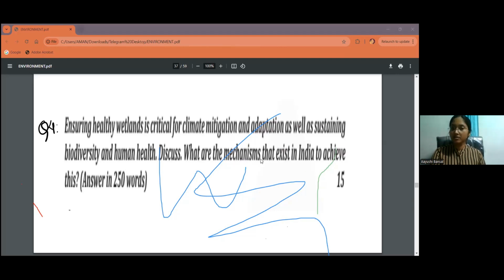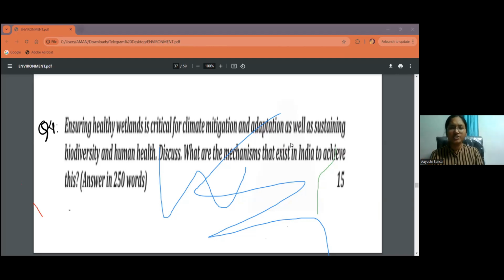What are the mechanisms that exist in India to achieve this? Now this is a very specific question. You either know this or you do not know this. So what to do in these questions? Again, use your preliminary knowledge. You might not be able to write the best answer if you do not. If you know, then this question is done. But if you do not know, what to do? Remember your prelims knowledge.